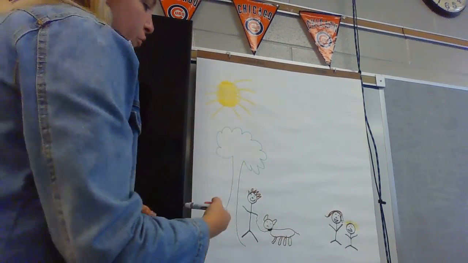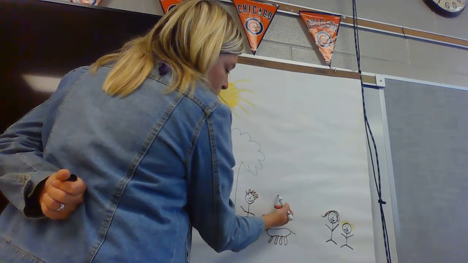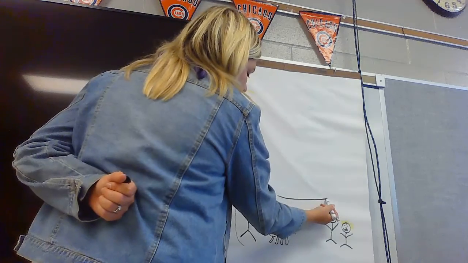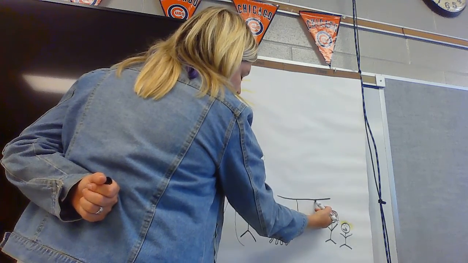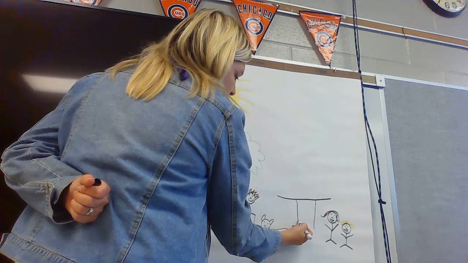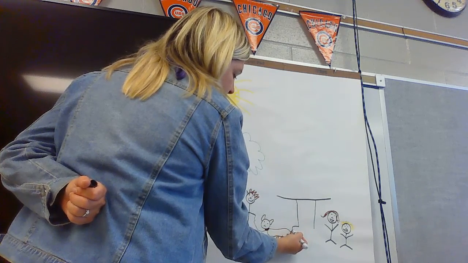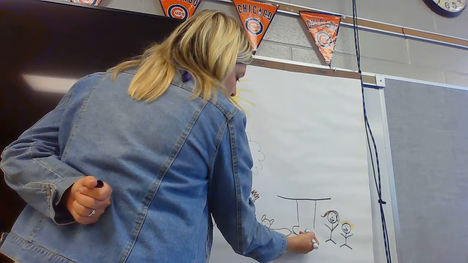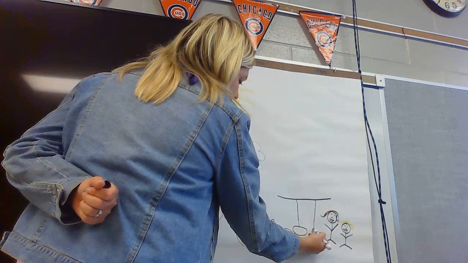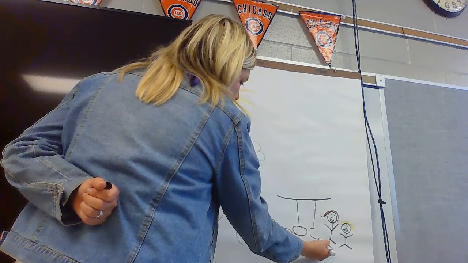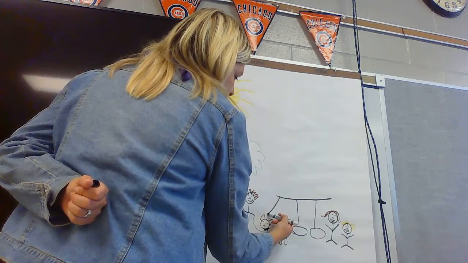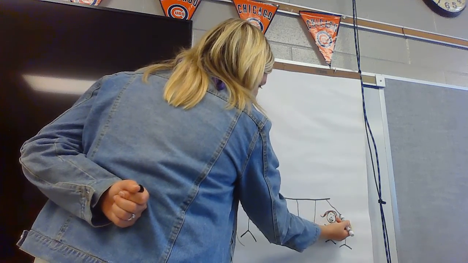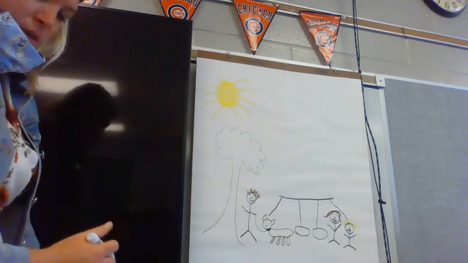My kids' favorite thing to do at the park is to play on the swing. So I'm going to draw a swing set. Okay. And the swing set is going to have two swings. I'm using my lines to help me draw my swings. Okay. So I have my swing set.